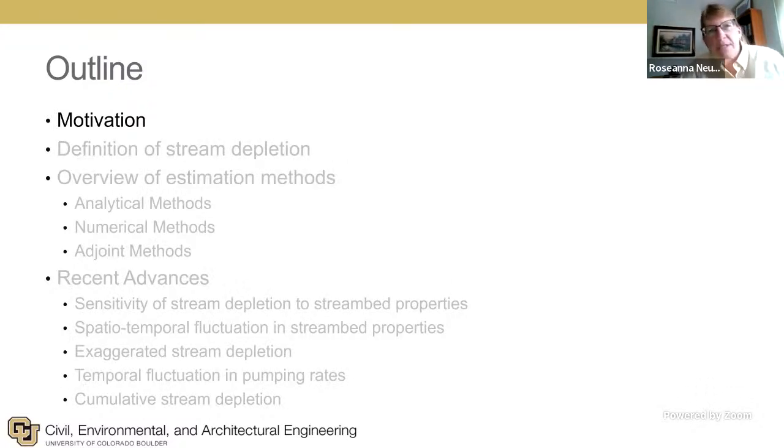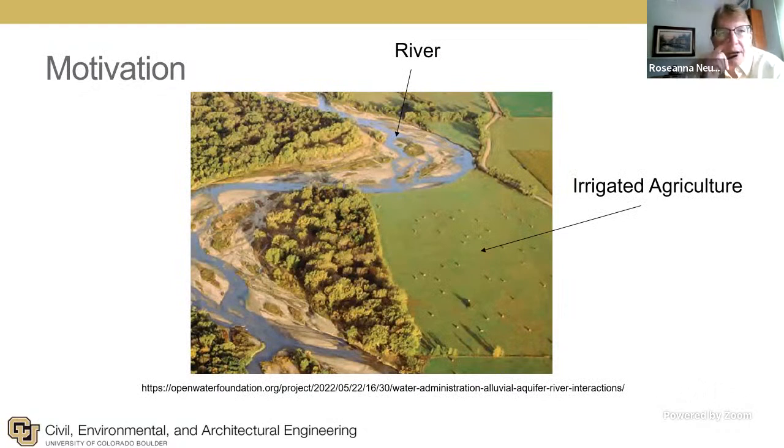So we'll start with motivation. What I'm showing here is a picture of a river and an irrigated field. And the irrigated field, if it uses groundwater for irrigation, is going to lower the water table. Some of the water will come from the aquifer beneath the field, but some of it will come from the water in the river. So the river flow rate will be decreased as a result of pumping when you're pumping from an aquifer nearby the river.